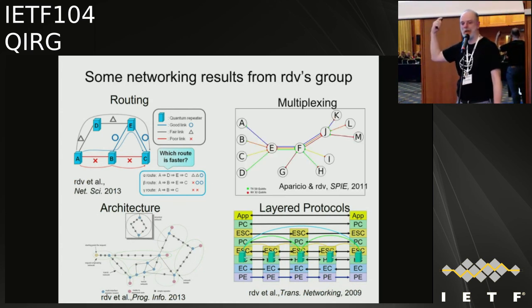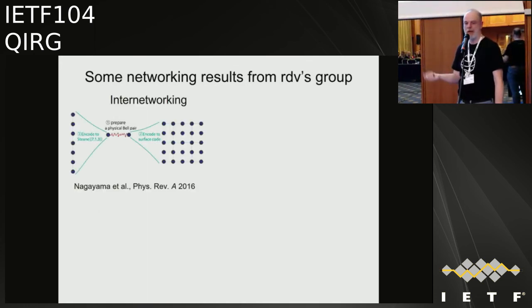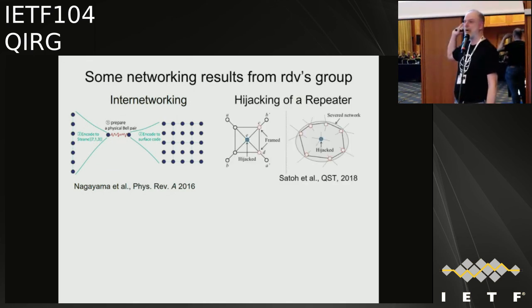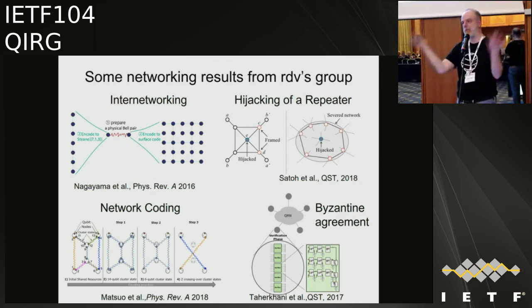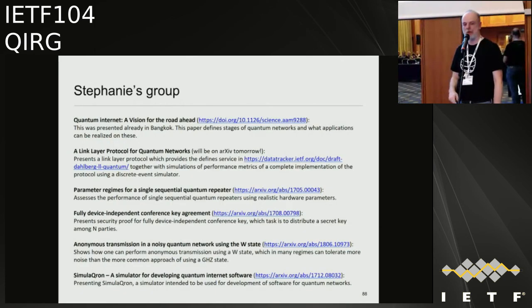We've done some work on routing. We've done some work on multiplexing and control in larger networks. And we've done some work on inter-networking. This was part of Shota's PhD thesis. If we had two different kinds of networks, how would we connect them together as we go from individual networks toward an internet? And we've done some work on the security of systems. What happens when somebody actually takes control of one of these repeaters? Do they have more capabilities than they would have in a classical system? We've done some work on resource analysis for applications, and we've done some work on the quantum equivalent of network coding. So that's sort of the range of things that people have been working on for the last few years.